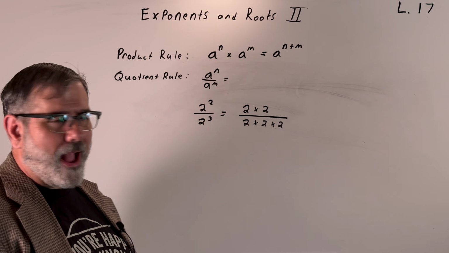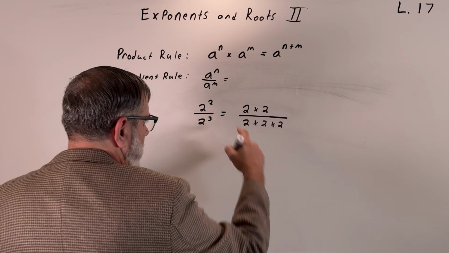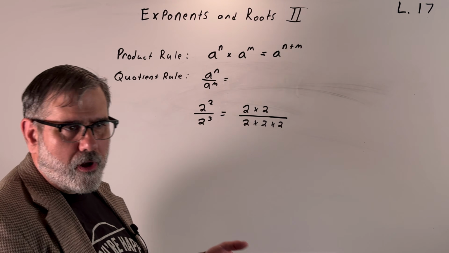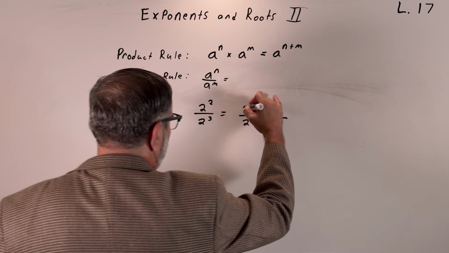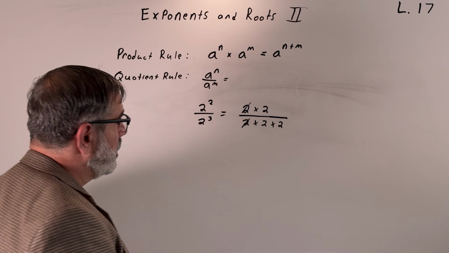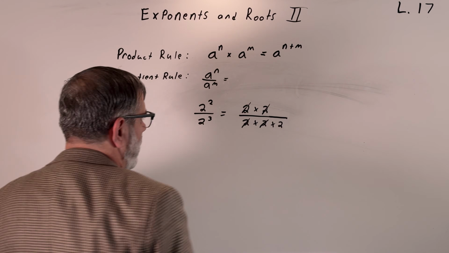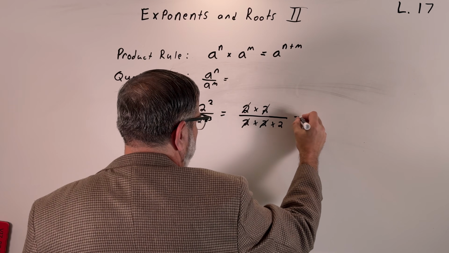So remember the key fraction rule. If we have something in the numerator and the same thing in the denominator, we can cancel them out. That's because 2 divided by 2 is just 1. So this 2 will cancel with this 2. This 2 will cancel with this 2. And we're left with just 1 2 in the denominator.